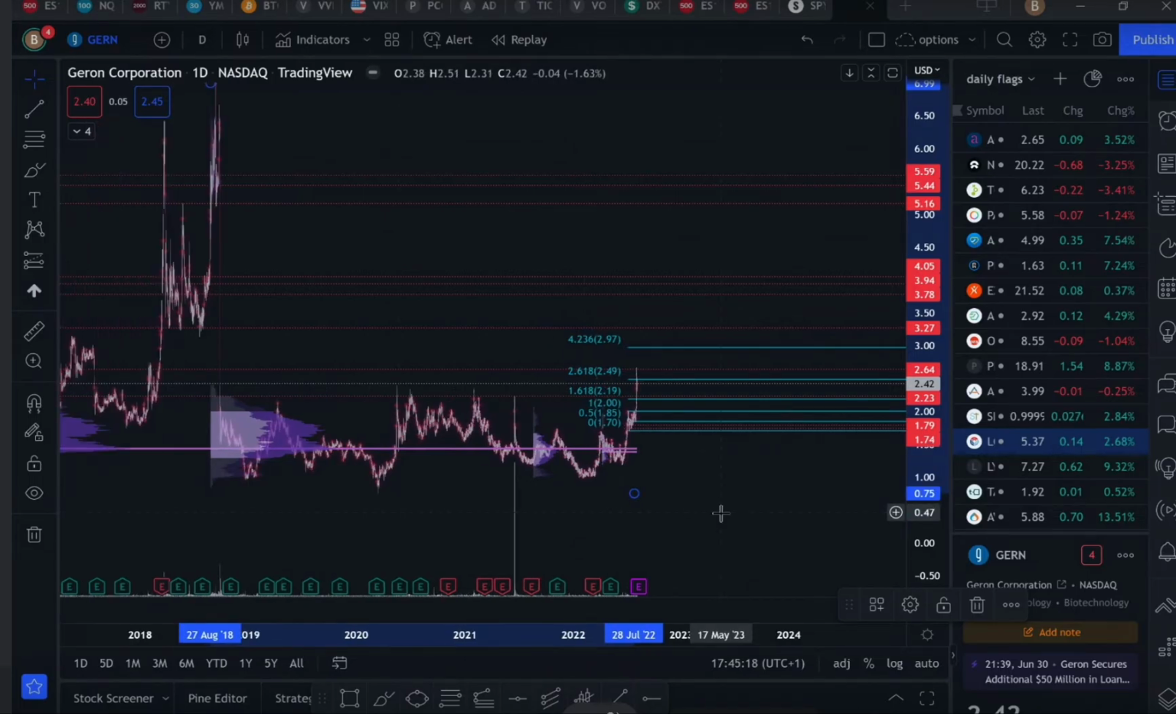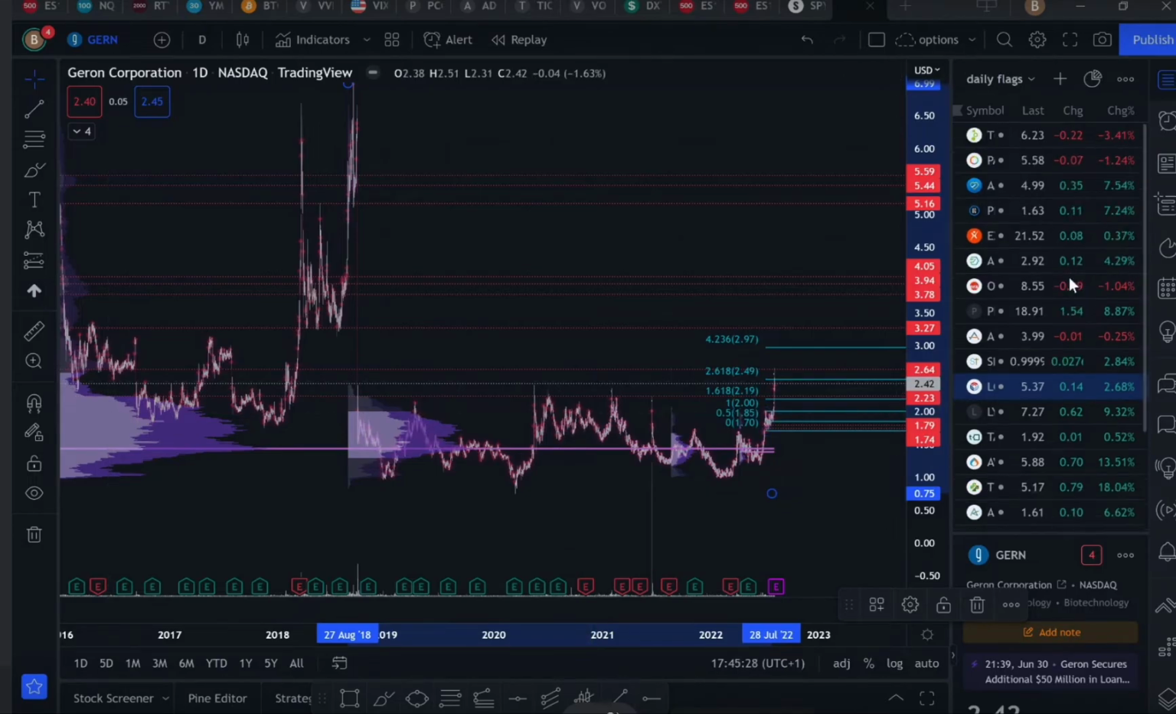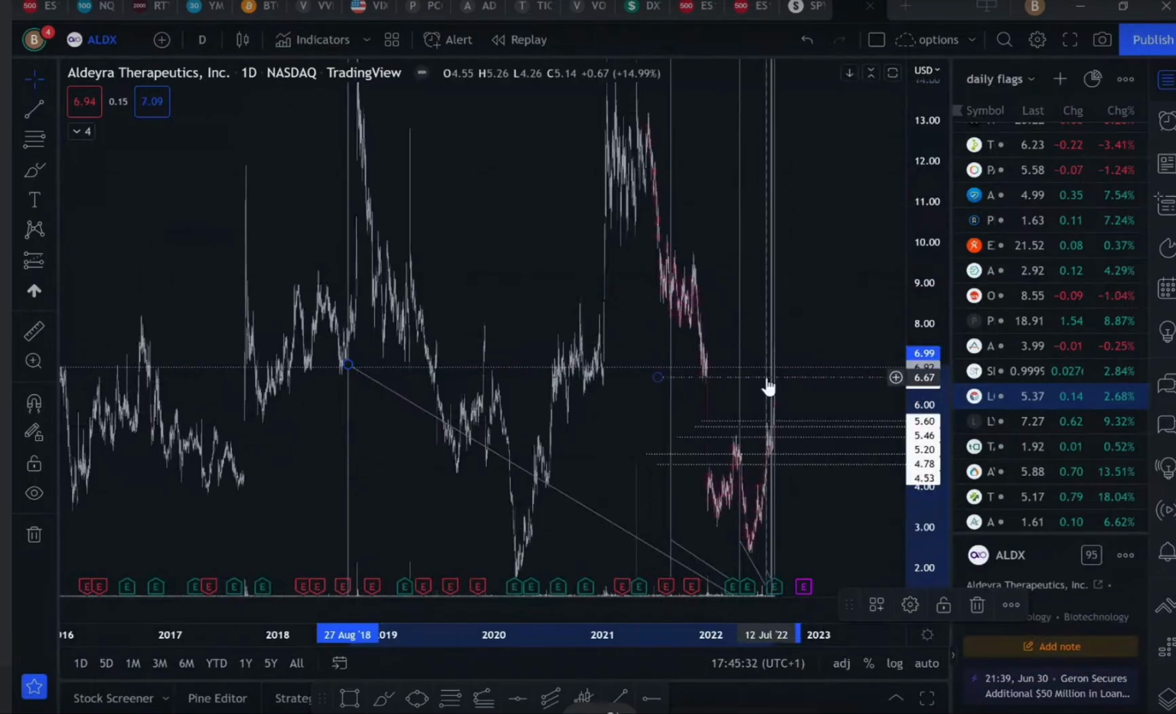So we have nothing there. If we go back here, we've got a big low volume node from here to here. So we know we've got range in this area. So it's the same if we look at the LDX, which we played.